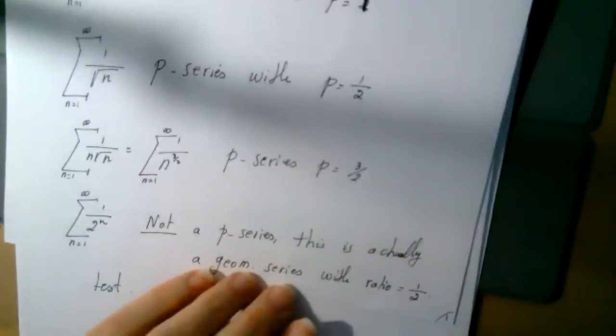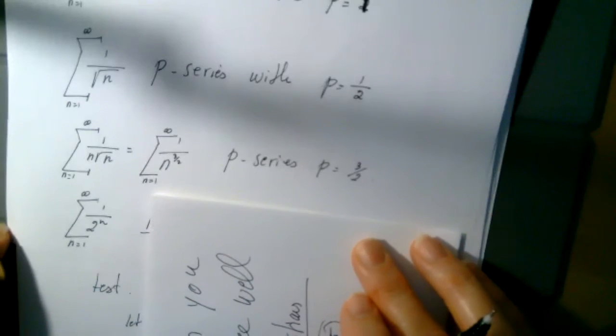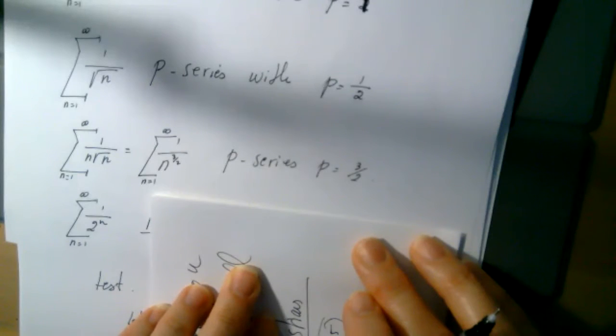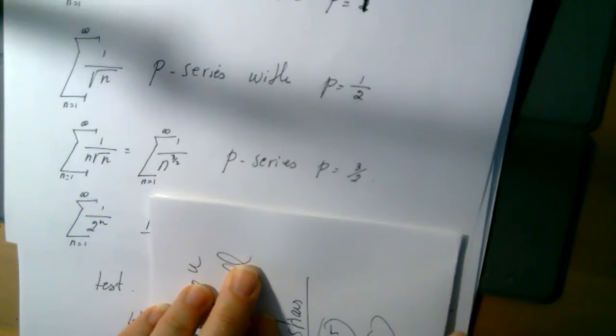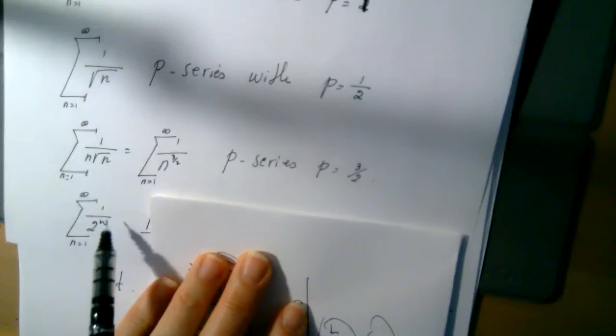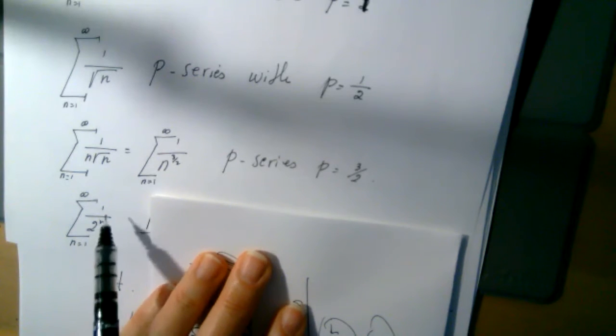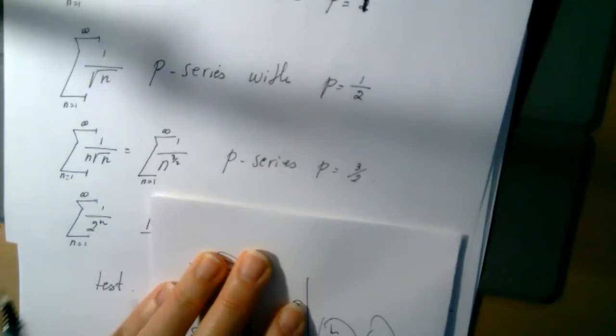Now what about sigma 1 over 2 to the n? Is this a p-series? Yes or no? It means, does it have the form 1 over n to a power? Absolutely not. This is actually a what? What type of series is this? We're back to a geometric series where the ratio is 1/2.